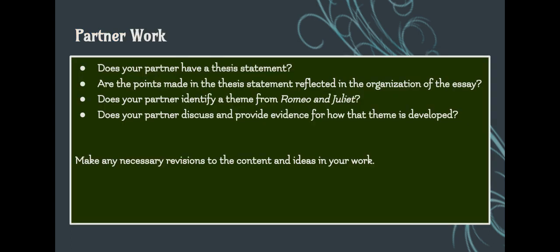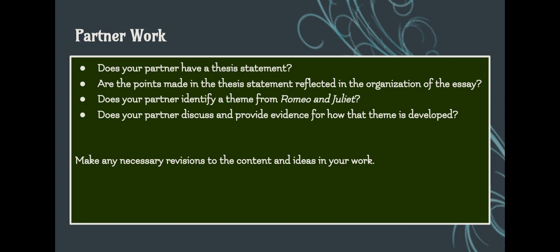You are going to read your partner's work and ask yourself the questions. Does your partner have a thesis statement? Are the points made in the thesis statement reflected in the organization of the essay? Does your partner identify a theme from Romeo and Juliet? Does your partner discuss and provide evidence for how that theme is developed? As you work through this activity, you will need to make any necessary revisions to the content and ideas in your work. You will have 15 minutes to complete.